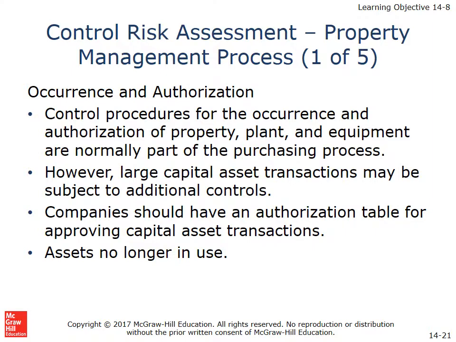When it comes to property management process, during our control risk assessment, we're looking at a couple items: occurrence and authorization. So we're determining there are control procedures for the occurrence and authorization of PP&E, and they're normally part of the purchasing process. Large capital assets may be subject to additional controls. Companies should have an authorization table for approving capital asset transactions, and we should also be looking for assets that are no longer in use.